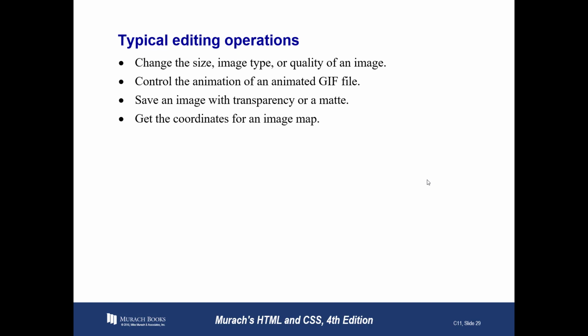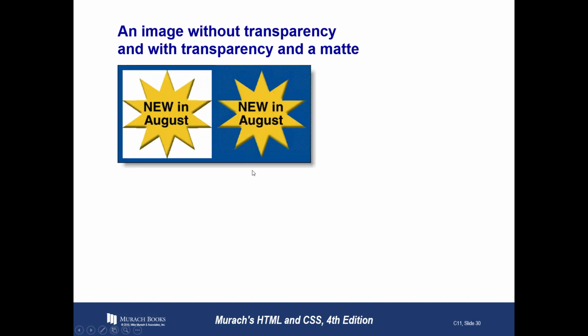All right. Control the animation of an animated GIF. That can become really important. GIFs are the ones that probably animate the best. Save an image with a transparency or a matte. So a lot of times you'll work with the opacity. So you'll save something so that it's darker or lighter. Get coordinates for an image map. I already showed you an image map.